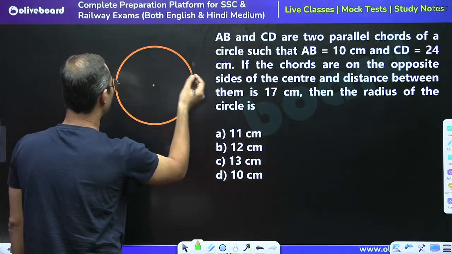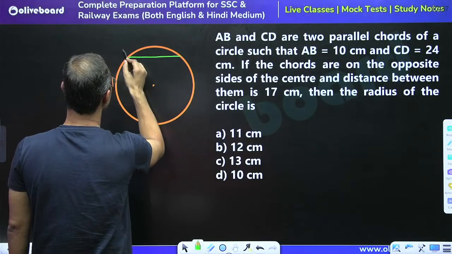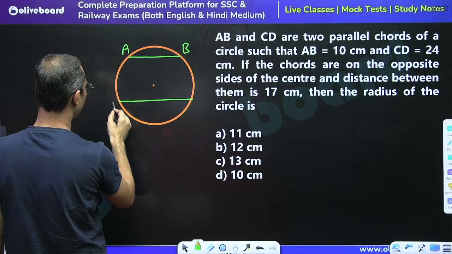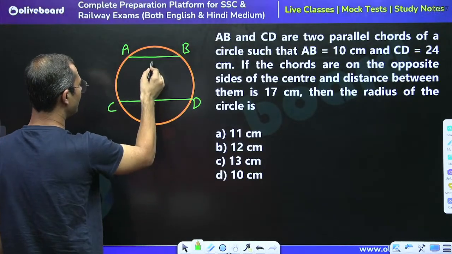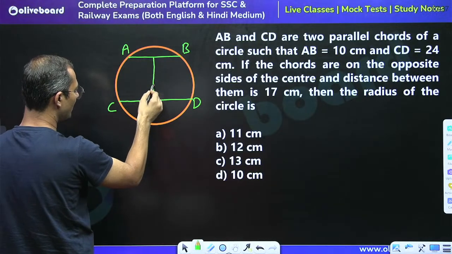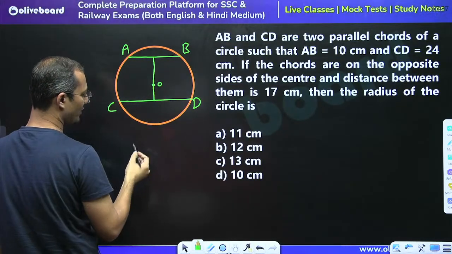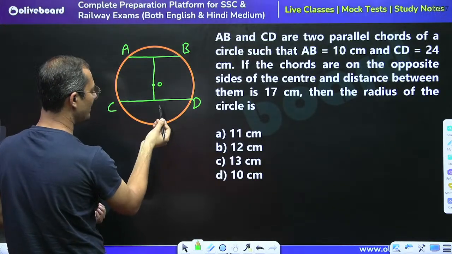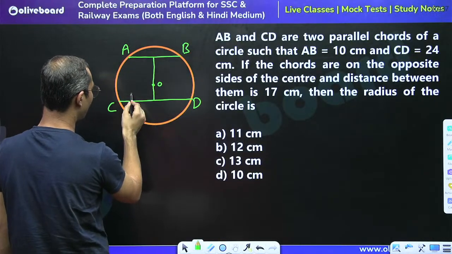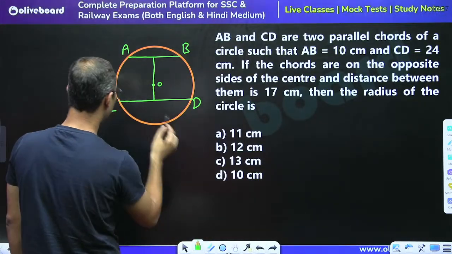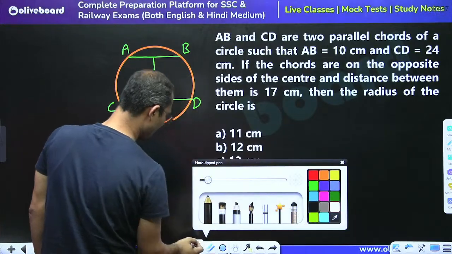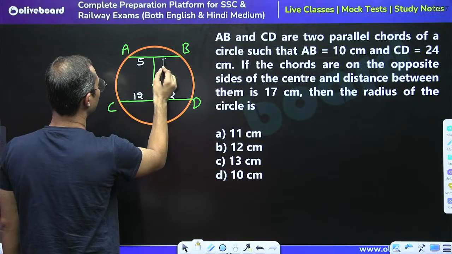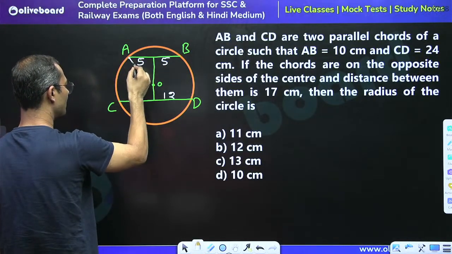So here AB is 10, so this is AB, and this is CD. If we draw a perpendicular from the center to the chord, it will bisect the chord. The complete length is 24, so half is 12. This is going to be 12, this is going to be 12, and since the complete is 10, it is 5 and 5. Is this clear? Just joining this, this is the radius.